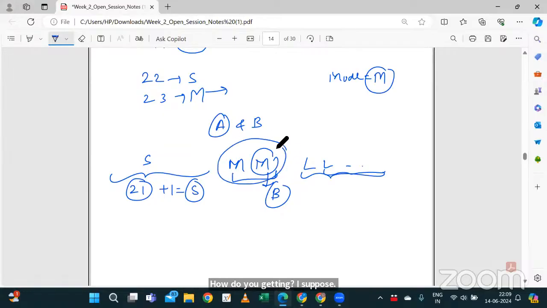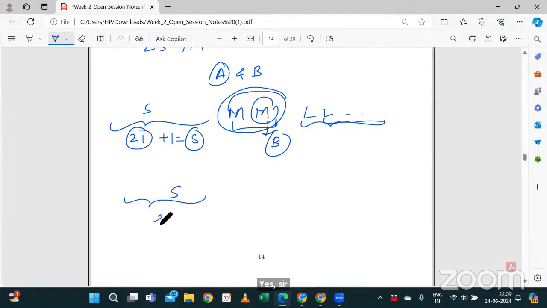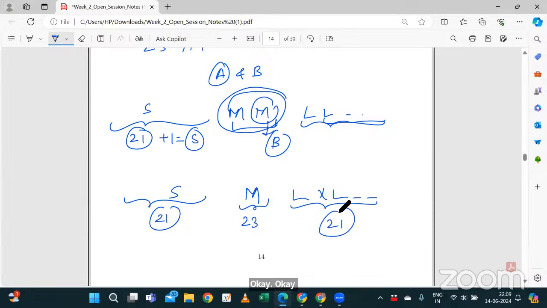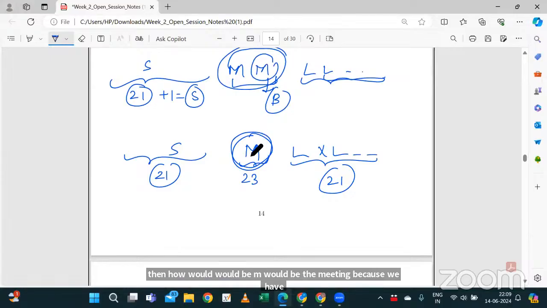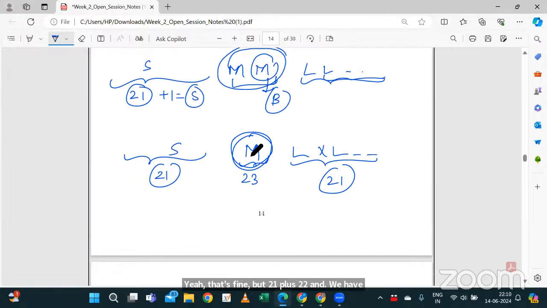First of all, tell me, if I'm writing like this, yes, sir, it would be the median. It will be the median, right? So suppose, let me write like this. Suppose this is S 21, 1 M. This is for medium and large, XL or something like that, whatever is the case. So this is 23 and remaining 21, something like that. Now how would it be? M would be the median because we have, no, median means middle observation. Okay, yeah, that's fine. But 21 plus 42, and we have 45 players, total players.